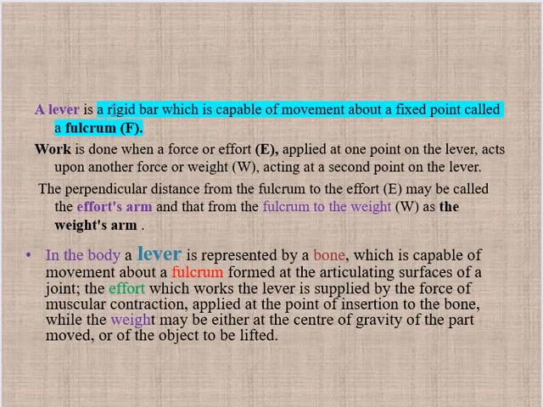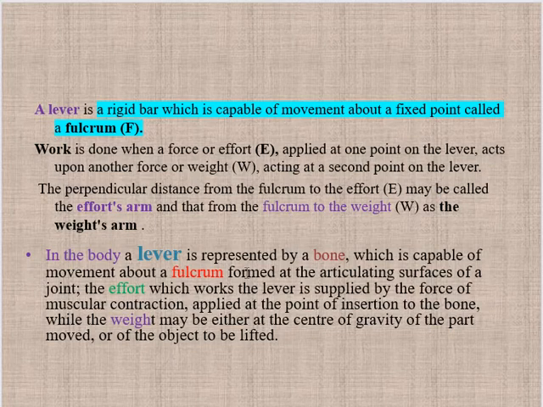A lever is a rigid bar which is capable of movement about a fixed point called a fulcrum, that is pivot point. Work is done when a force or effort applied at one point on the lever acts upon another force or weight acting at a second point on the lever. The perpendicular distance from the fulcrum to the effort may be called the effort arm, and that from the fulcrum to the weight as the weight arm.